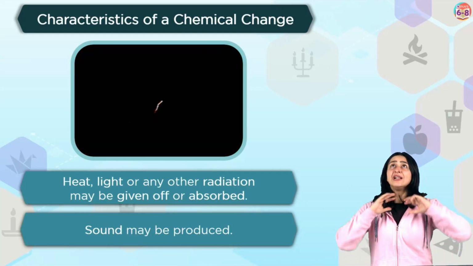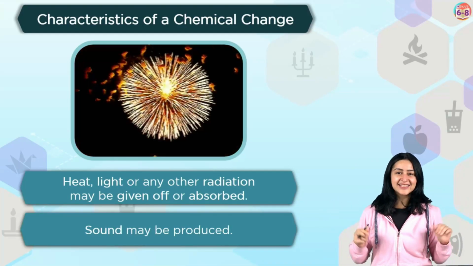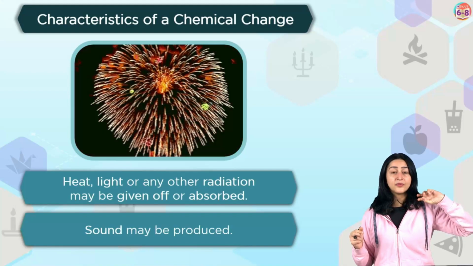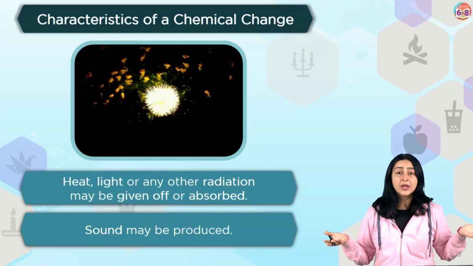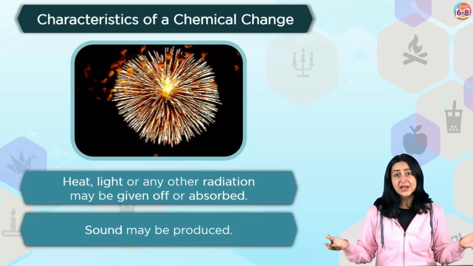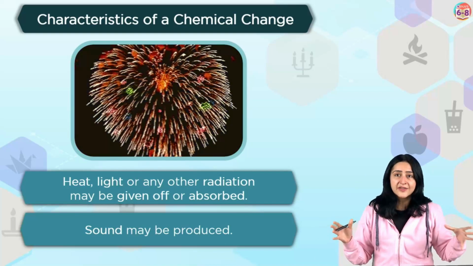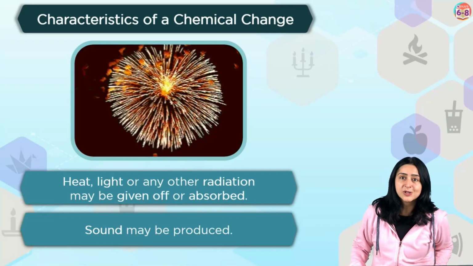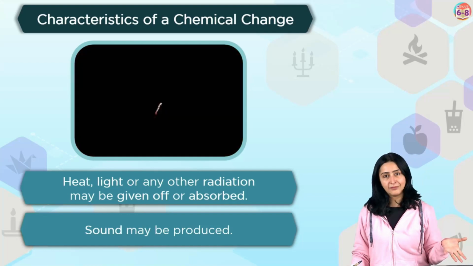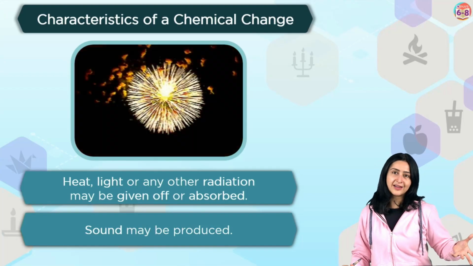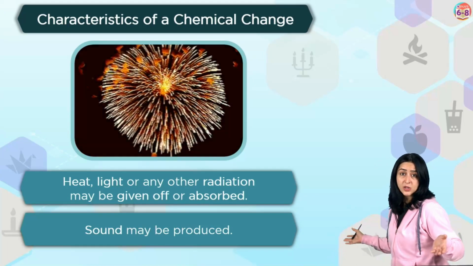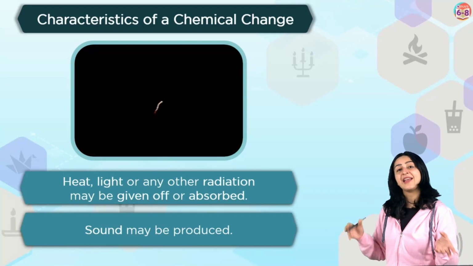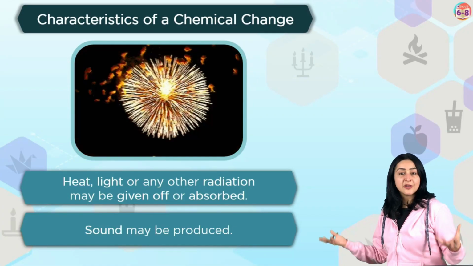So what is happening over here in the fireworks? We're seeing these beautiful lights, different colored lights, and we're seeing there's a lot of heat that is given out over here. There are gases that are given out over here. There is a sound that is given out over here, right? So fireworks is actually a beautiful example of a chemical change. What is happening in terms of the fireworks? Well, you've got different metals over here. These metals are reacting with oxygen to give out these different colors.